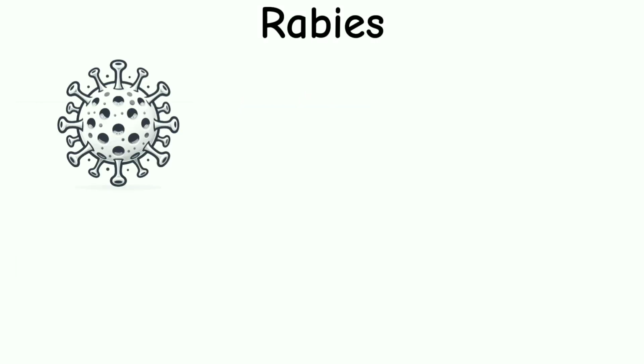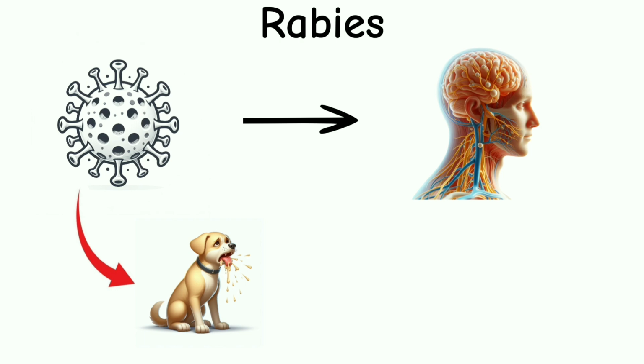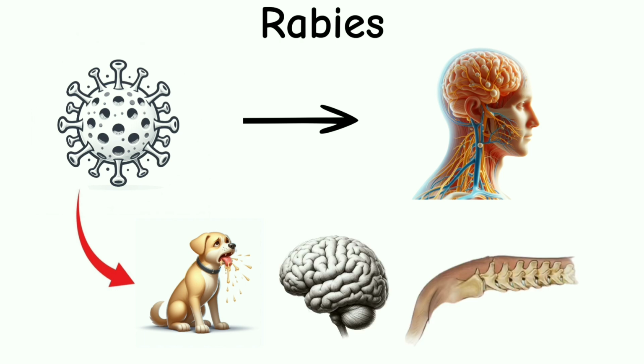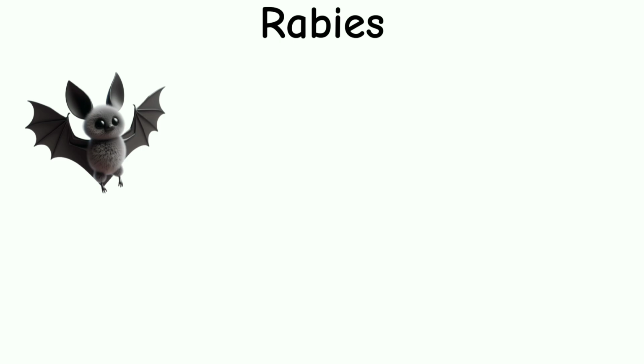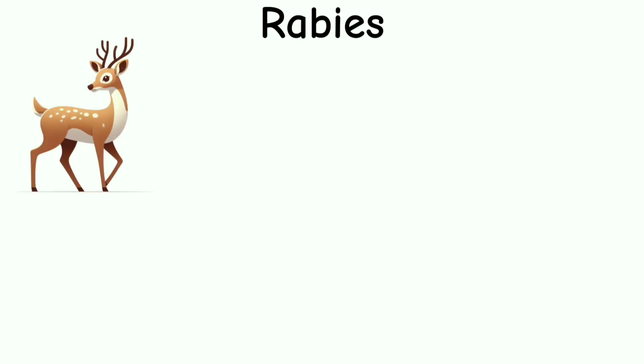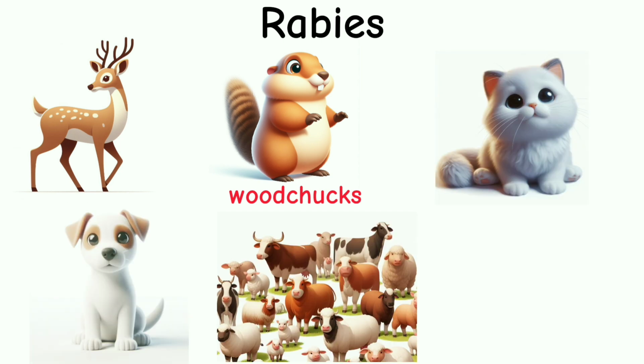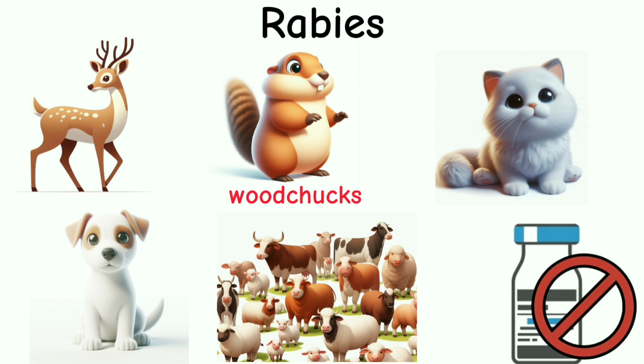Rabies. Rabies is a deadly disease caused by a virus that attacks the central nervous system. The virus is present primarily in the saliva, brain tissue, and spinal fluid of a rabid animal. Rabies is more common in bats, skunks, raccoons, coyotes, and foxes, but the disease also has been found in deer and in large rodents, such as woodchucks. Cats, dogs, and livestock can also get rabies if they are not vaccinated.